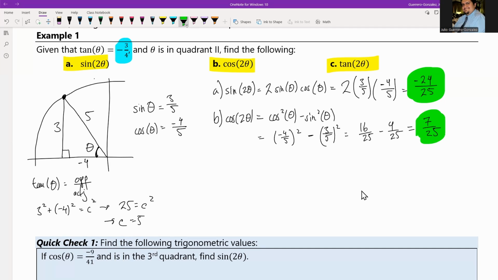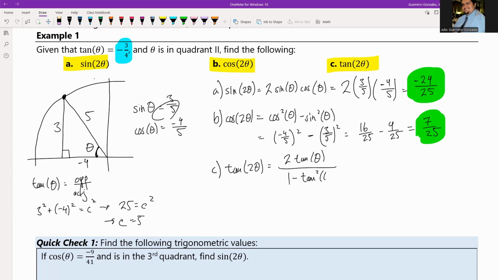Okay, and then the last one, C. Oh, I need to switch back. There we go, C. We need tangent of 2 theta, right? This is equal to 2 tangent theta over 1 minus tangent squared theta.